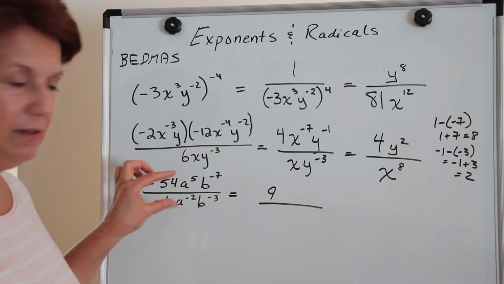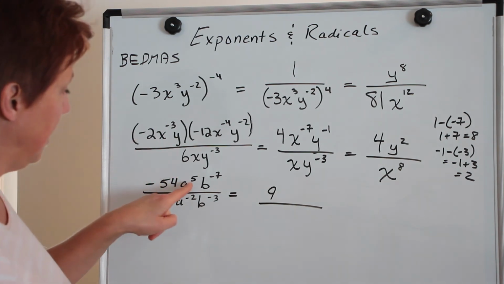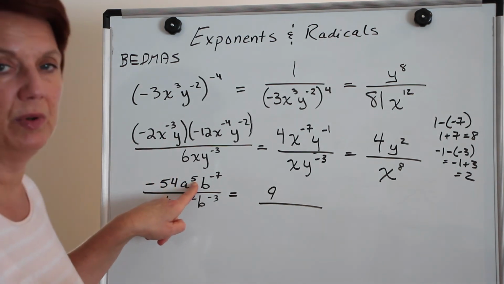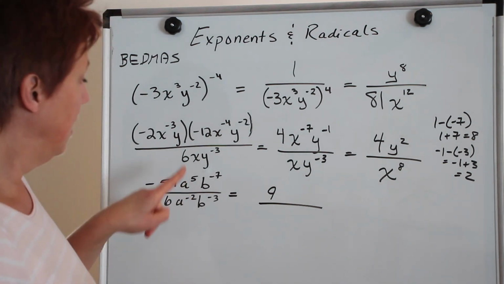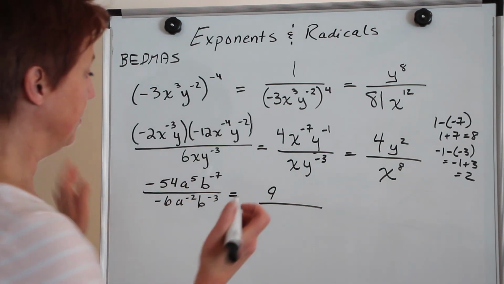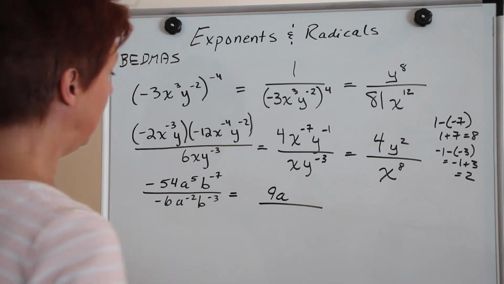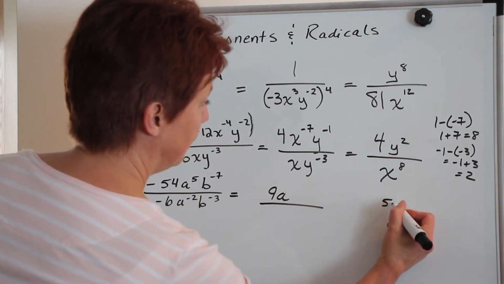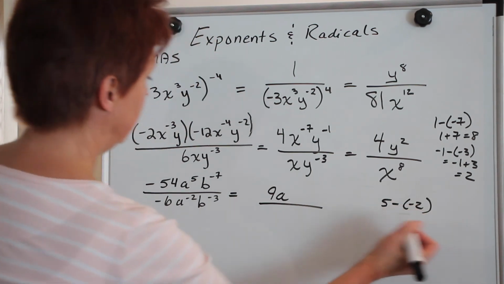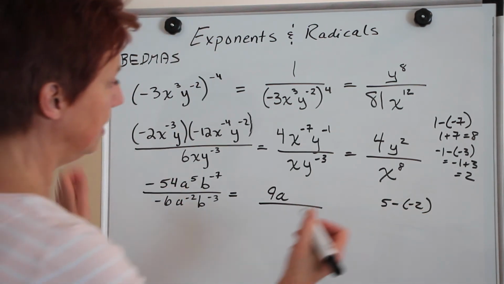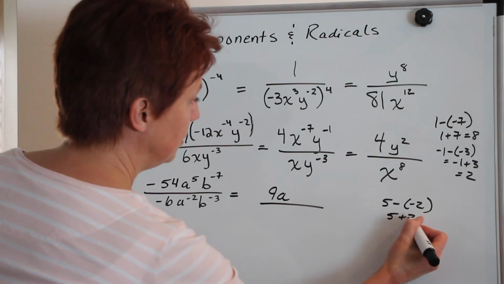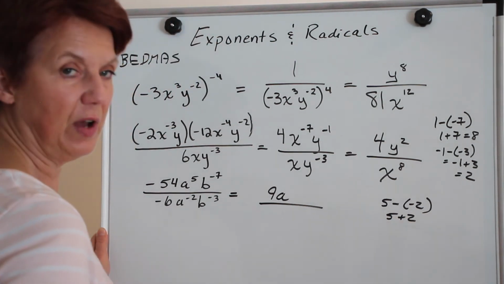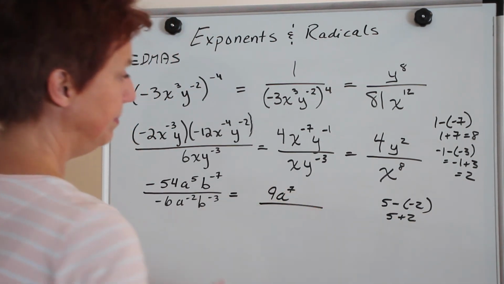Now the a's. We're going to look at the a's and say, the higher exponent on a is on top and the lower one is on the bottom. So we're going to put the a on top because that's where the higher exponent is. And here's what we're doing. We're doing 5 minus -2, which you have to say in your head or you're going to get it wrong, is 5 plus 2, which is 7.